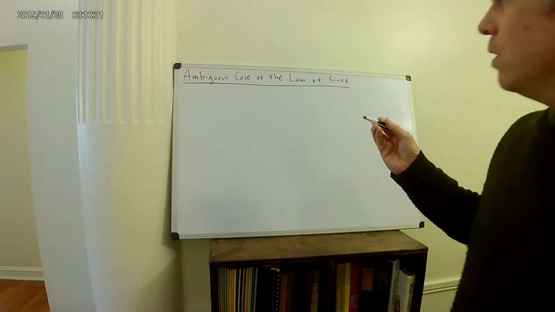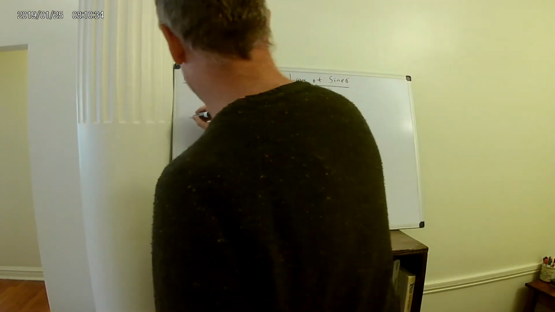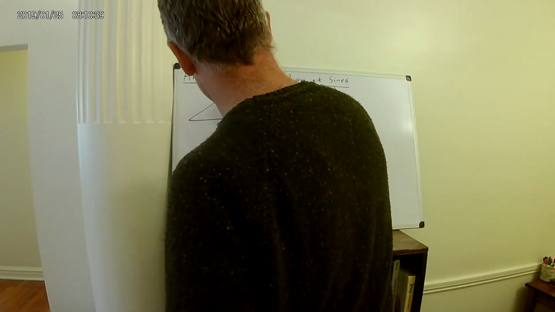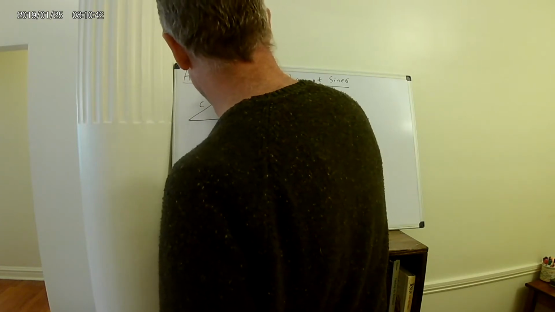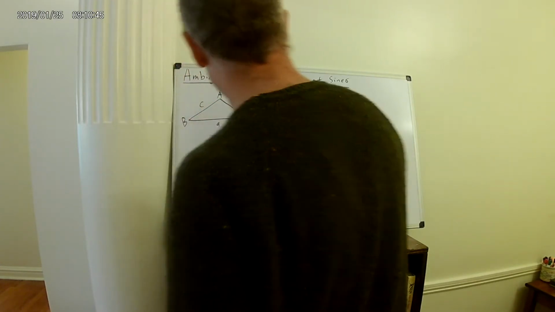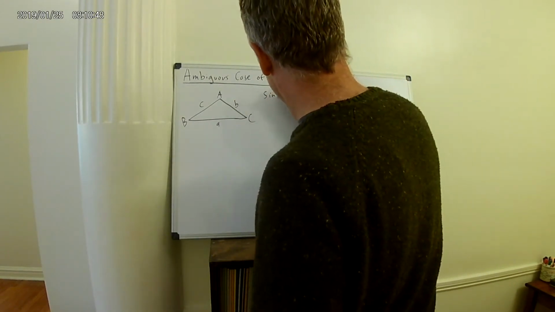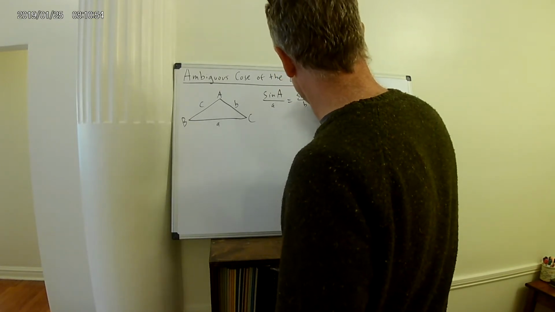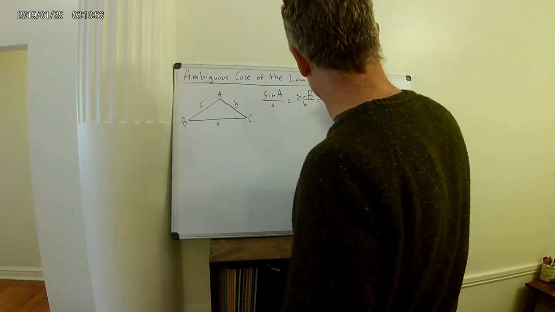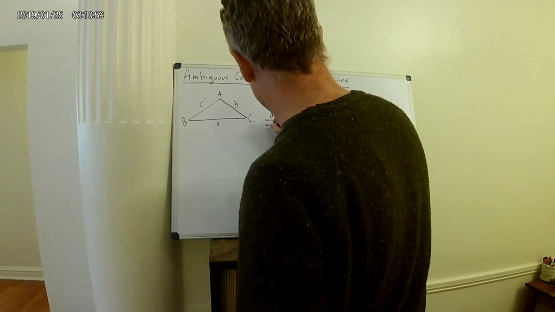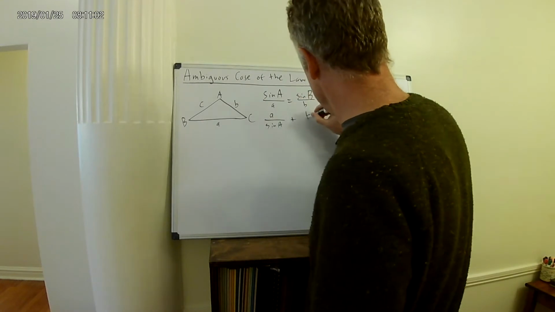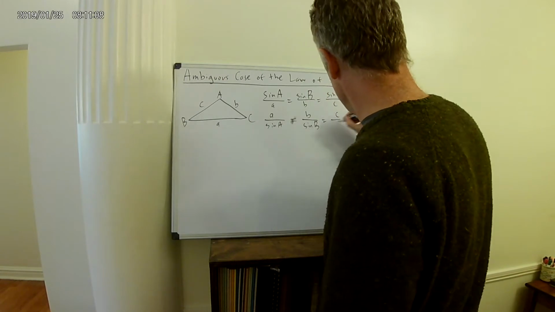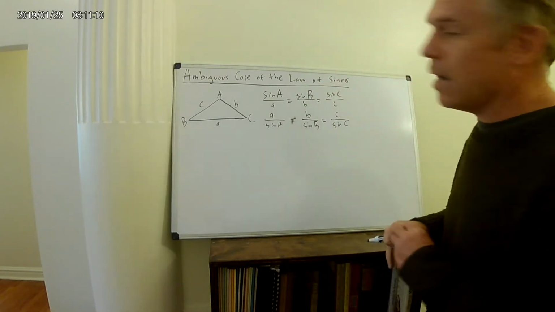Let's remind ourselves what the law of sines says. If we have some triangle here, and we label these sides a, b, and c, and our angles A, B, and C. The law of sines says that sine of angle A over a equals sine of angle B over b equals sine of angle C over c, or we could invert these and say a over sine A equals b over sine B equals c over sine C. That's the law of sines, and we talked about that.